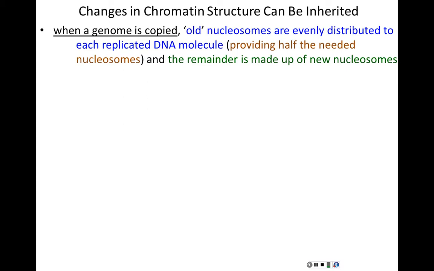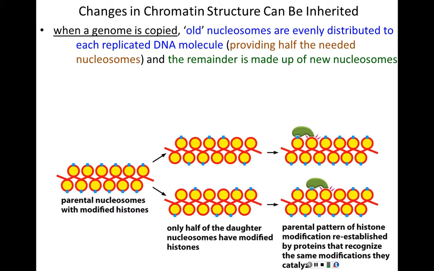daughter cells, mitosis. When a genome is copied and DNA is replicated, the old nucleosomes that were wrapping the original DNA molecule are evenly distributed to each of the new replicated DNA molecules. Those nucleosomes, because they're being evenly distributed, provide about half the needed nucleosomes. The remainder of the nucleosomes are made up by new nucleosomes that form on the new DNA. So let's take a look at this figure from your book to kind of put pictures to those words.